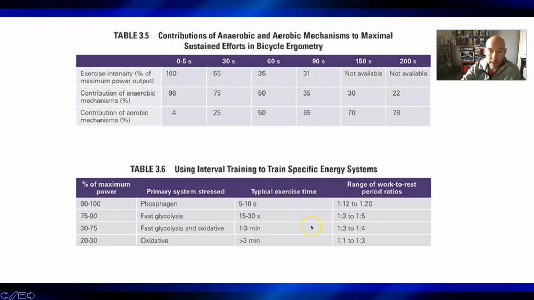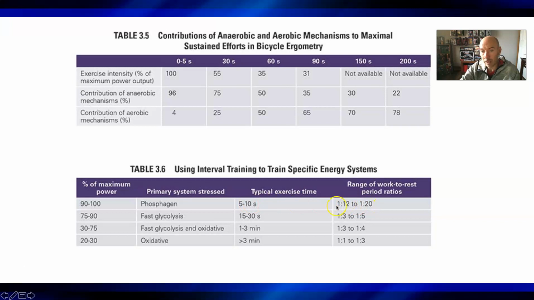This chart down here gives us an idea of how long it takes to recover from different activities, okay? And this is very much related to intensity as well. The higher the intensity of the activity, the longer the recovery period needs to be before somebody can perform the activity again at a high intensity, right? So if we're relying on the phosphagen system, 90 to 100% of our maximum power, our time that we can maintain that intensity is low, and it's going to take us longer to recover.